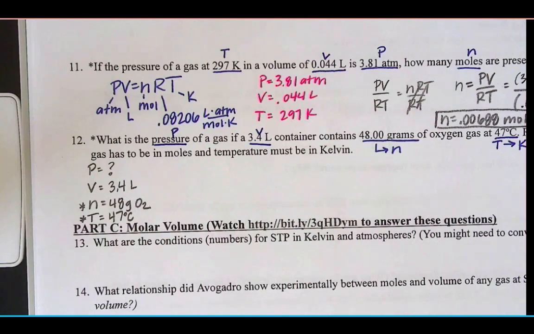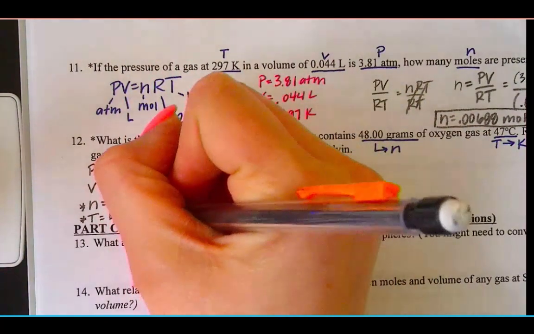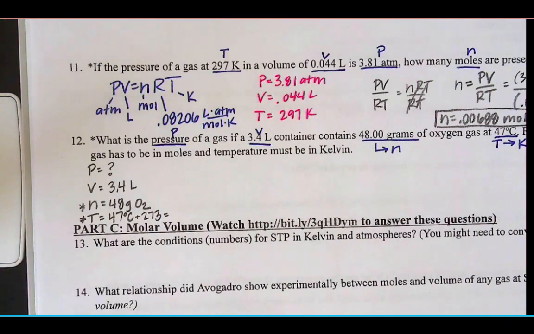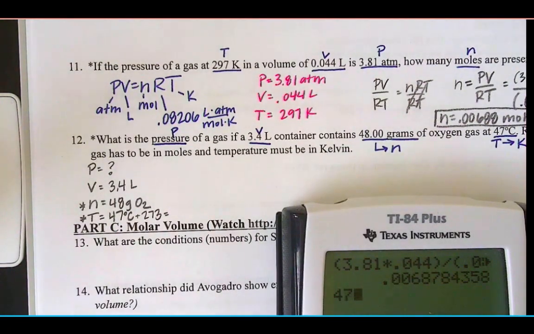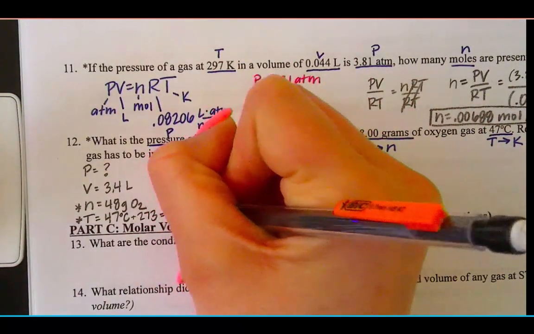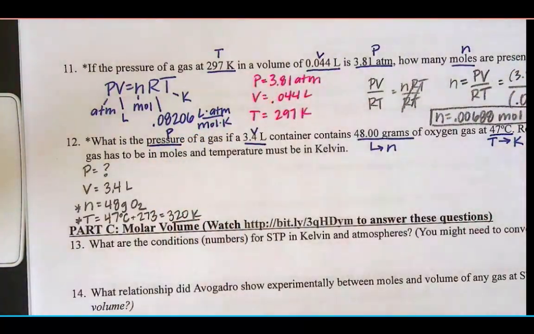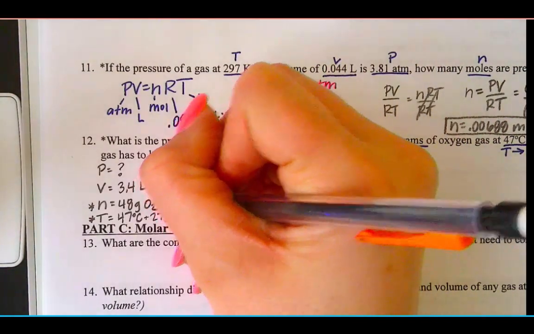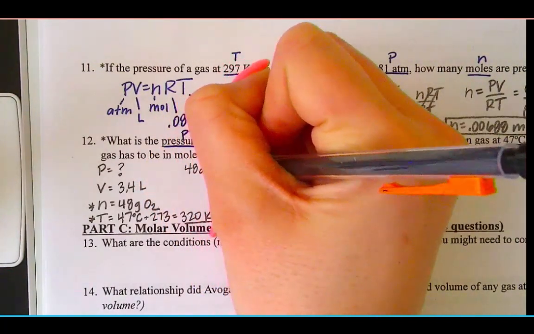I'm going to convert temperature first. You're always going to be given the conversion between Celsius and Kelvin. Remember, K equals C plus 273. So 47 plus 273 is 320 Kelvin. So there's my temperature. Now, my amount of gas right now is in grams. I need to get that to moles. I'm going to show it up here just so that you can see my work a little bit better, so I'm not trying to squeeze it in.